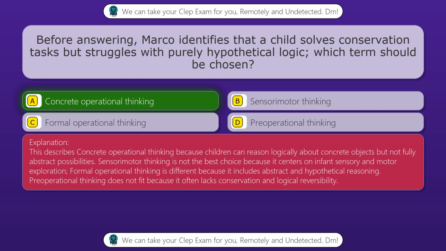This describes concrete operational thinking because children can reason logically about concrete objects but not fully abstract possibilities. Sensorimotor thinking is not the best choice because it centers on infant sensory and motor exploration. Formal operational thinking is different because it includes abstract and hypothetical reasoning. Pre-operational thinking does not fit because it often lacks conservation and logical reversibility.